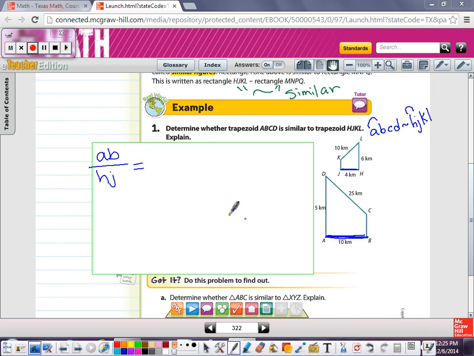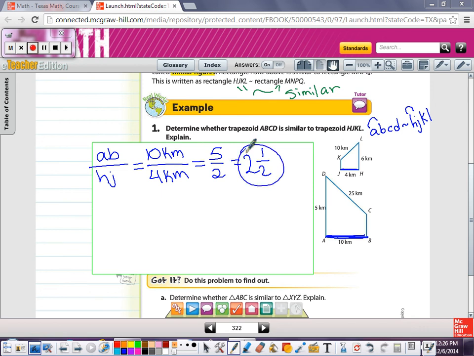A to B is 10 kilometers. Therefore, H to J is 4 kilometers, according to the data. Now, 10 to 4, this ratio can be simplified to 5/2. This is now an improper ratio. Let's go ahead and make it a mixed number. 2 goes into 5 2 whole times with 1 left over. So 2.5 is my scale factor.